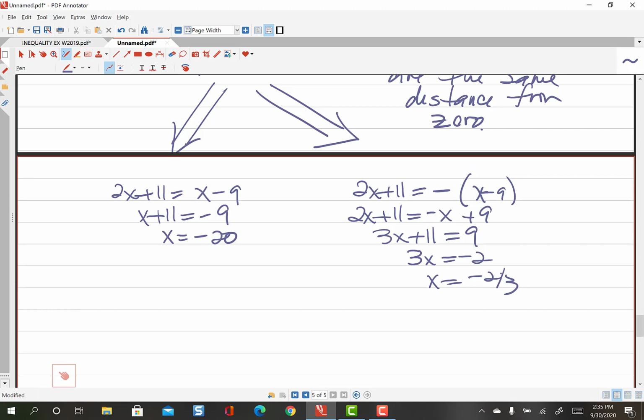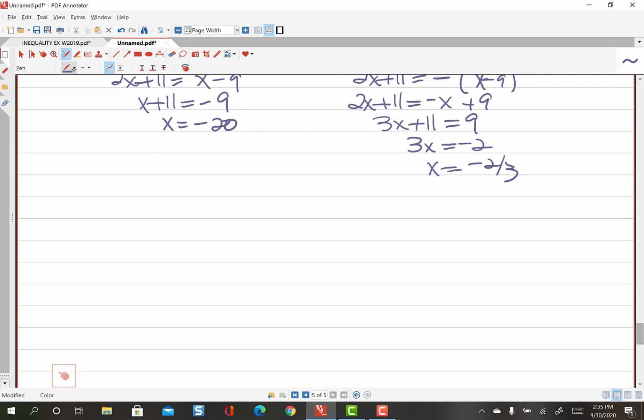All right, so let's do one more like that. If I had the absolute value of 2y plus 10 is equal to the absolute value of 15 minus y, again, they're either exactly equal or they're the same distance from 0, just on opposite sides. So keeping that in mind, I could say 2y plus 10 is equal to 15 minus y, or that 2y plus 10 is equal to the opposite of 15 minus y.